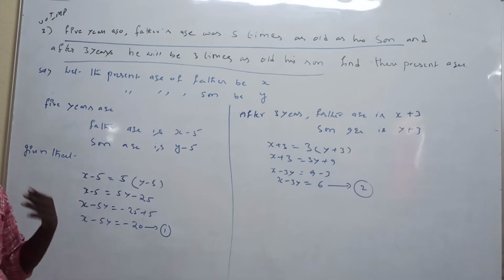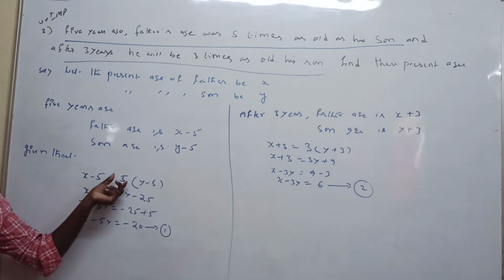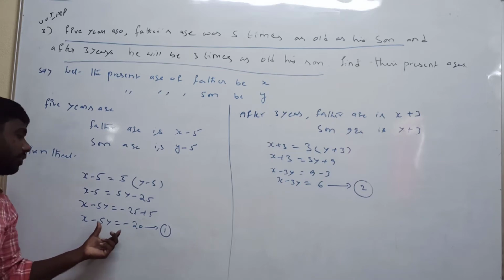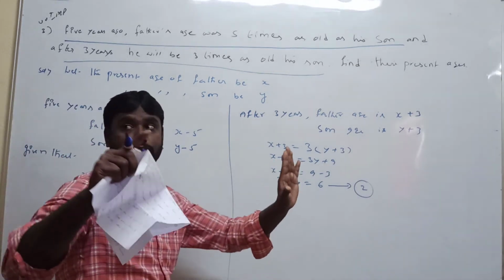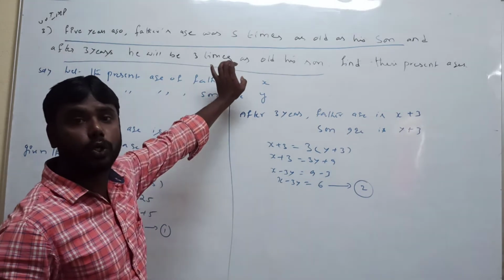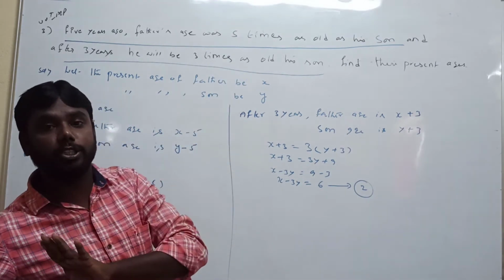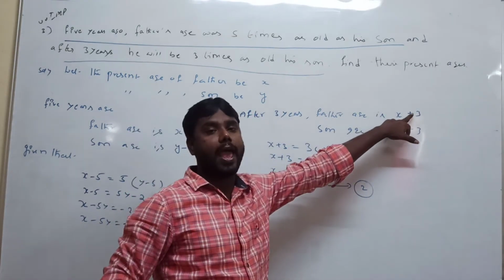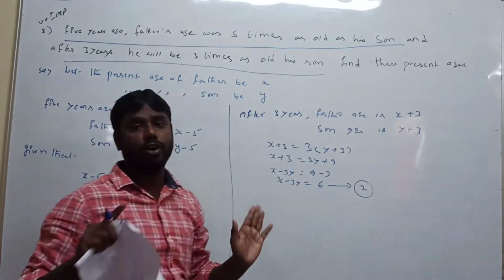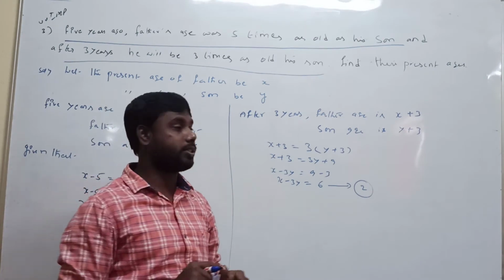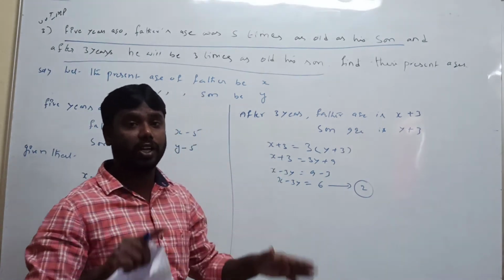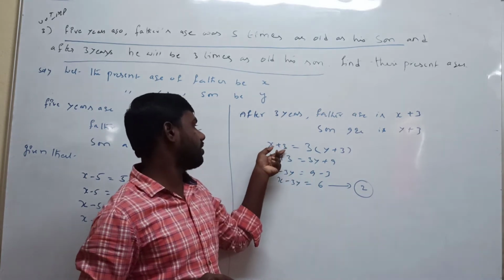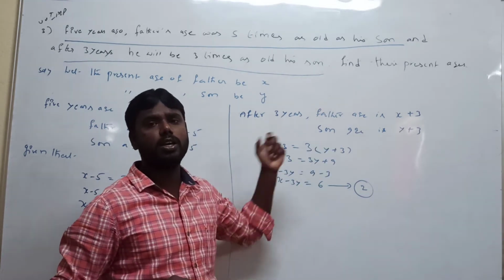That's why we are writing x minus 5 equal to 5 times the son's age. Simplify the equation. The equation is x minus 5y is equal to minus 20. The present father's age is x. After 3 years, we should add the 3 years, so the age is x plus 3. The present son's age is y, and after 3 years the son's age is y plus 3. After 3 years, the father's age is equal to 3 times the son's age.